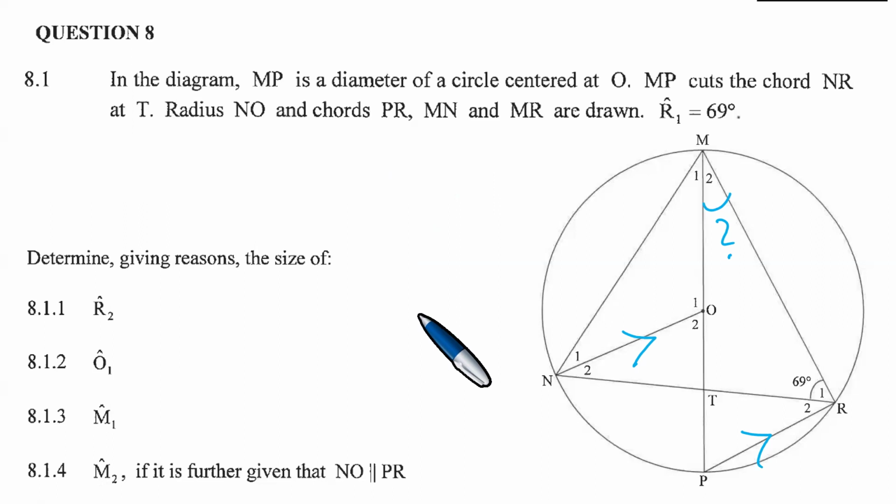Right, we are interested in then determining, given reasons, the size of the angle M2. You are trying to find M2, and M2 is this angle here. There are some of the angles that you already know, like you already know that the angle O1 here is 138 degrees, 21 degrees, 21 degrees. But we want to find, for example, the size of the angle M2, this one.